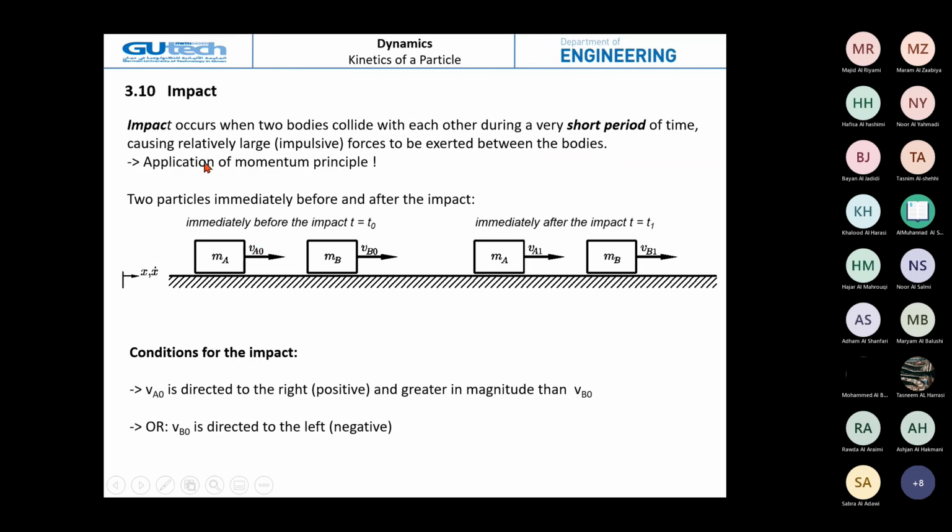Now we apply the principle of momentum to the two particles immediately before and after the impact. We look at what happens before the impact and after the impact. The impact is somewhere here, but the impact, as I said, is very short. Then we take two masses, MA and MB. The mass MA has velocity VA0. The mass MB has velocity VB0.